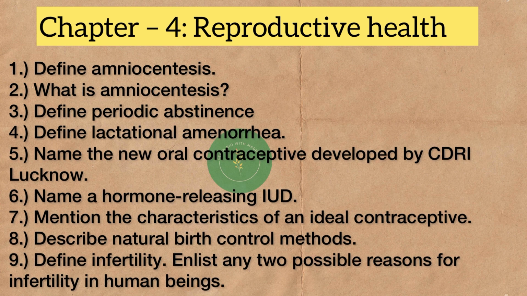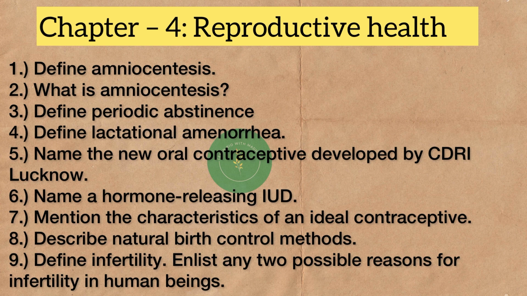Chapter number 4, reproductive health. Terms like amniocentesis, periodic abstinence, lactational amenorrhea are important. One more question like name the new oral contraceptive developed by CDRI Lucknow. Name a hormone releasing IUD. Mention the characteristics of an ideal contraceptive, which is very important. Describe the natural birth control methods.